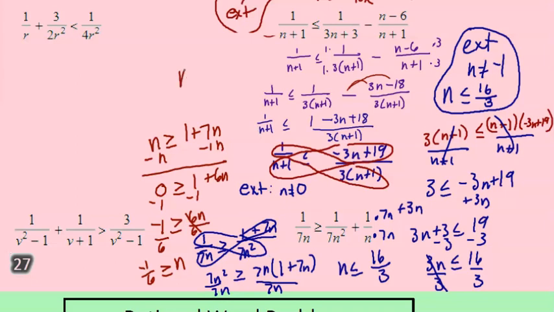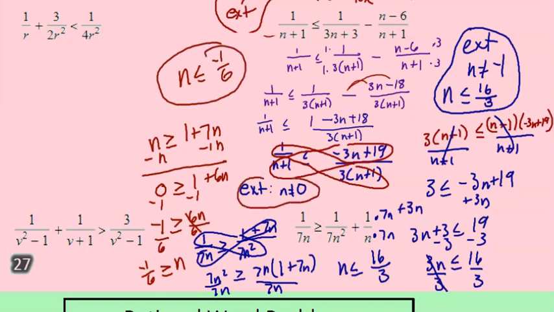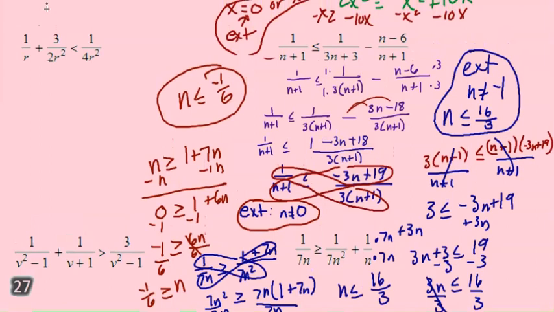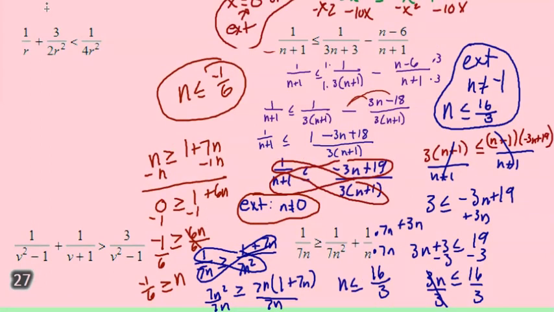That's basically saying that n has to be less than or equal to negative 1/6. And your excluded value is not even in this domain, so it doesn't affect the answer. Try the rest of these problems on this page on your own, and then move on to the word problems.